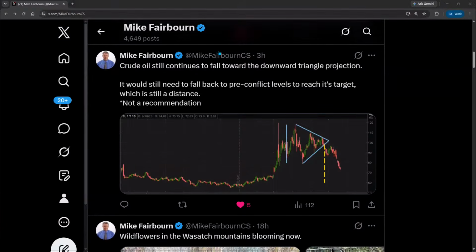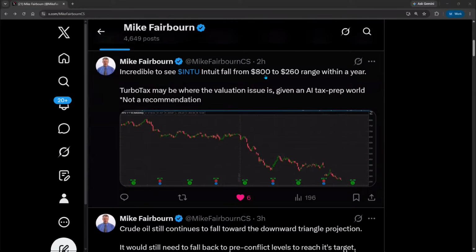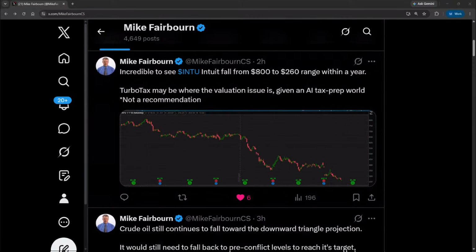But I did have one also in here. This is kind of crazy too. Just as a total side note, don't ever try to catch a falling knife is the theory here on a trade like this, or something to remember. That's Intuit from 800 to the 260 range. Isn't that crazy within a year? And I think it's that AI tax prep that's impacting this. There was always a premium tied into the TurboTax valuation.